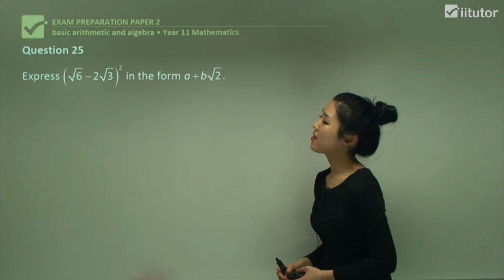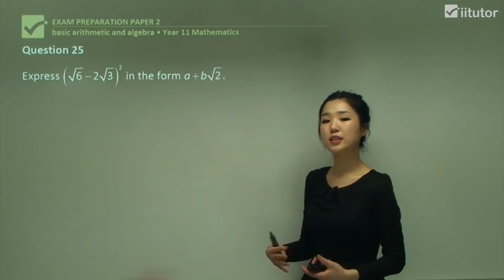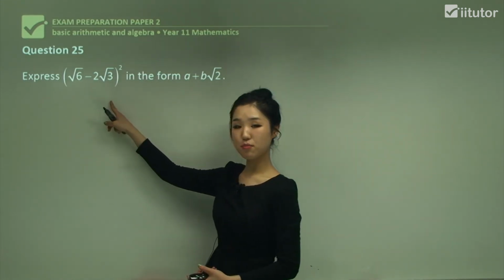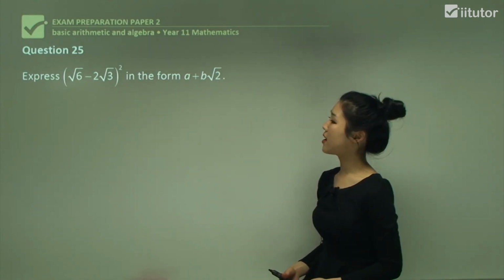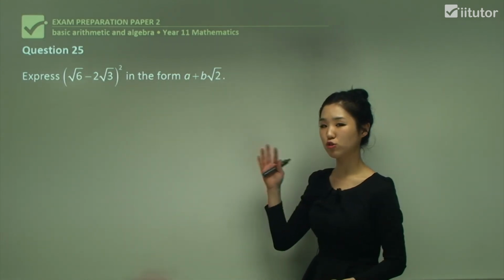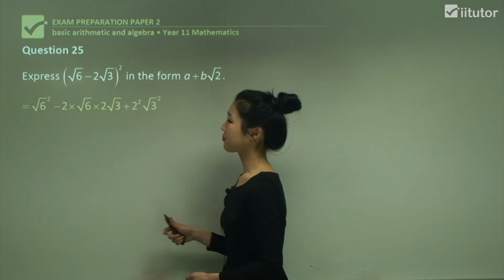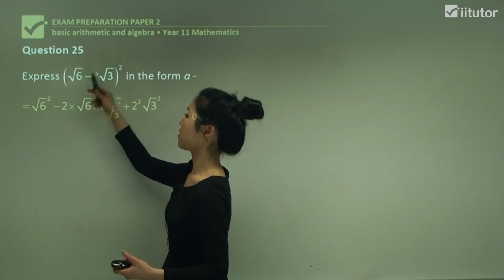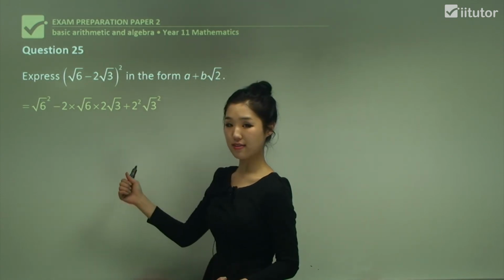25, alright, we're going to express this expression in the form of a plus b root 2. So again, I'm just not going to worry about this for a moment. I'm just going to expand and simplify this and then compare it with this. So let's go ahead and expand that. I know I told you how to expand the square, so let's go for it. So it's going to be root 6 squared minus 2 times root 6 times 2 root 3. So I'll just put all that there. I'll expand it in the next step.